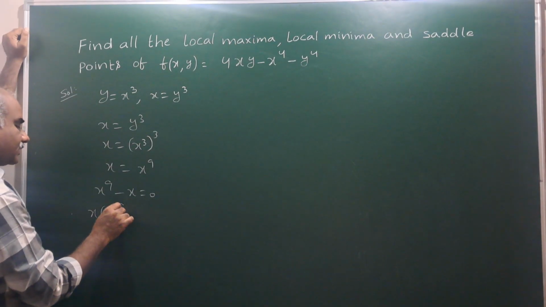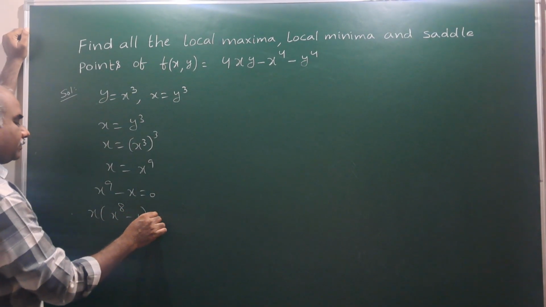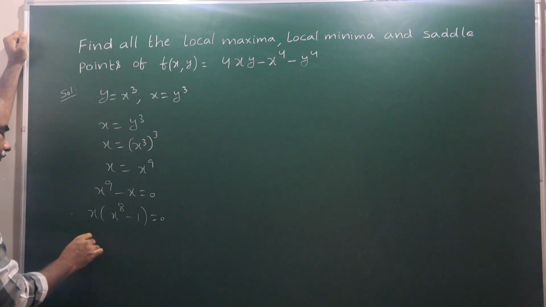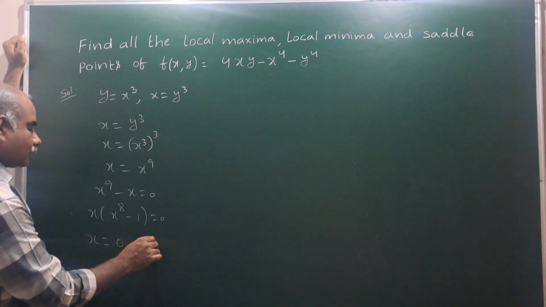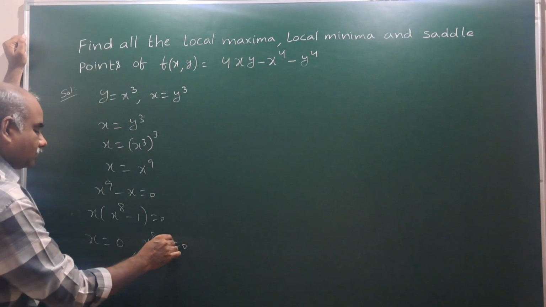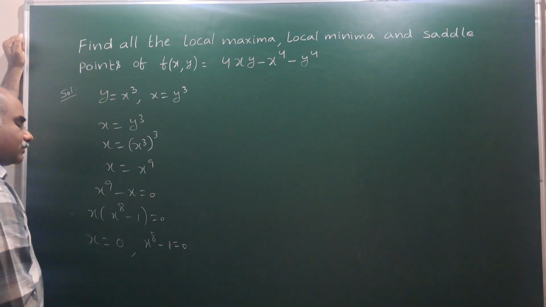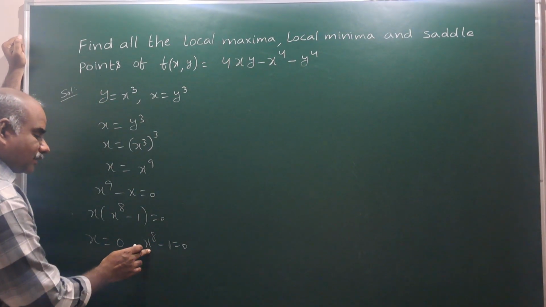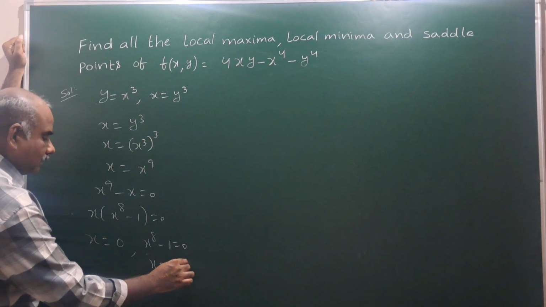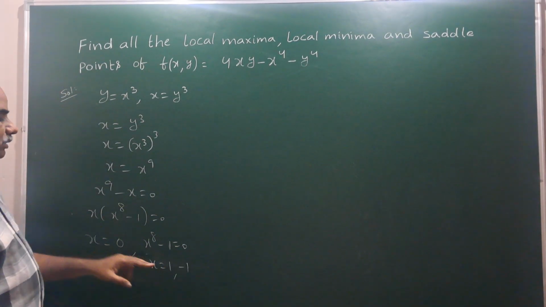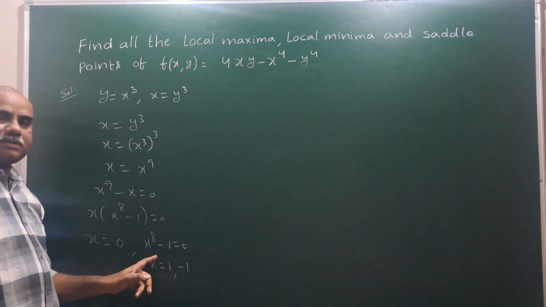Taking x as common, we have x(x⁸ − 1) = 0. Since the product is 0, we take x = 0 or x⁸ − 1 = 0. Here the possible values for this equation are x = +1 and x = −1. Both +1 and −1 satisfy this equation.